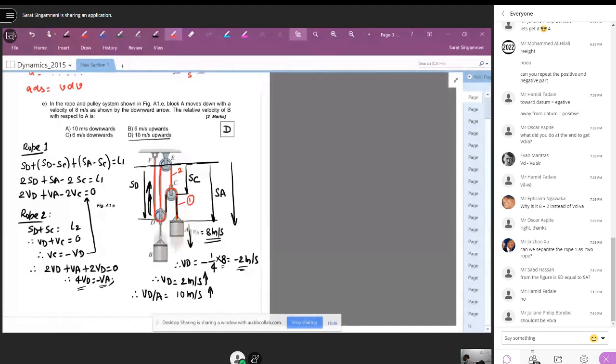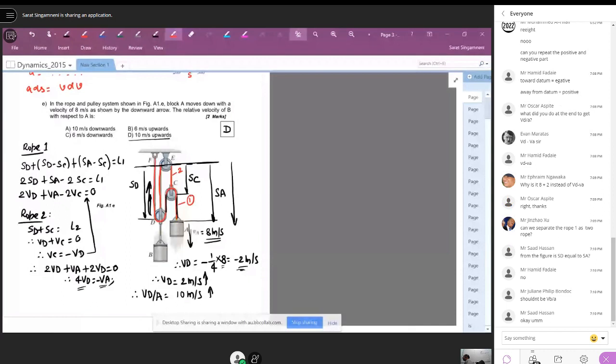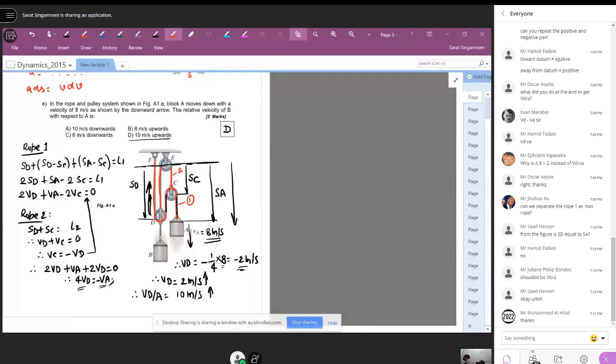Shouldn't it be VBA? But B is connected to D. Instead of calling it B, I'm calling it D for solving. If D is moving, because B is just connected to it, B also moves with the same velocity. Any other question?